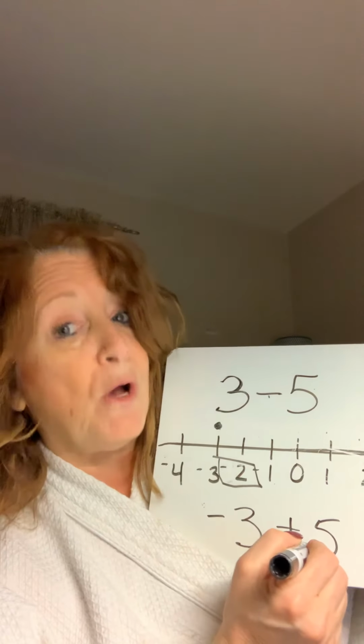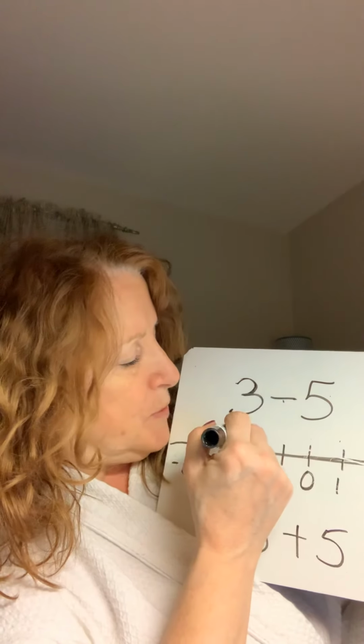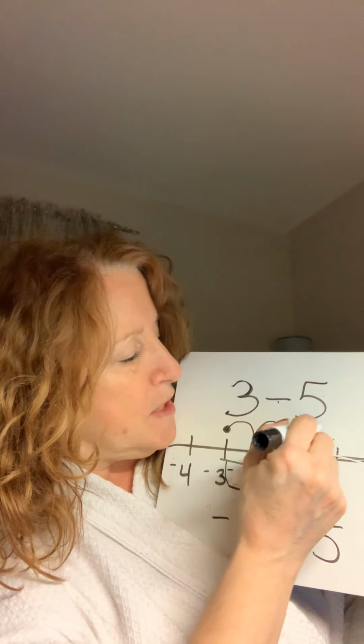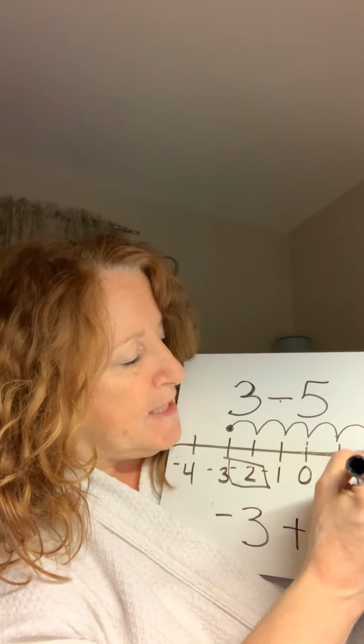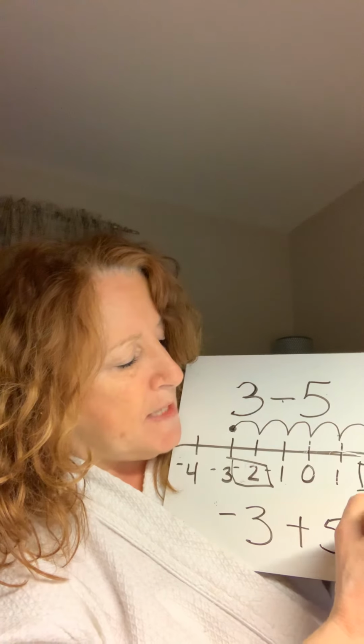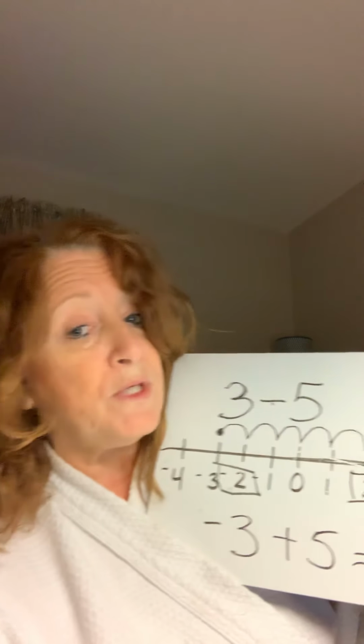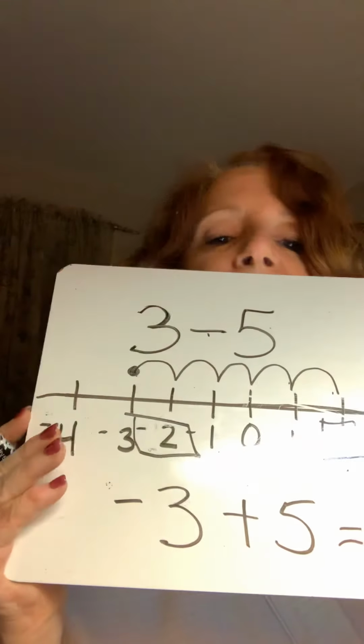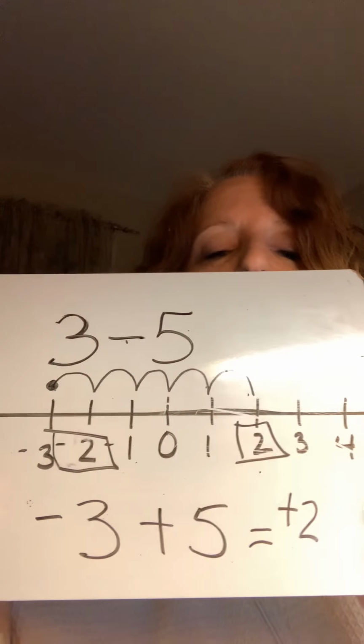How many numbers to go? So we're going to go 5. 1, 2, 3, 4, 5. Landing us this time at +2 or 2. We can write that either way. -3 plus 5 equals +2.